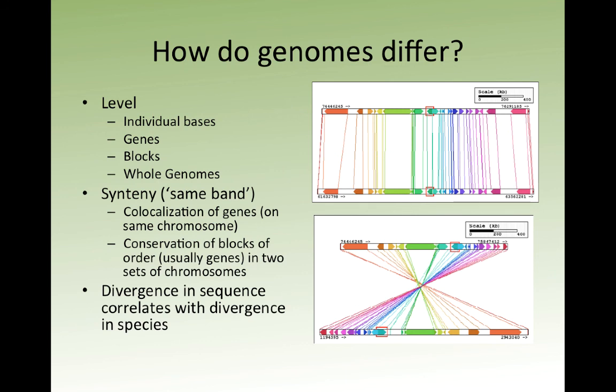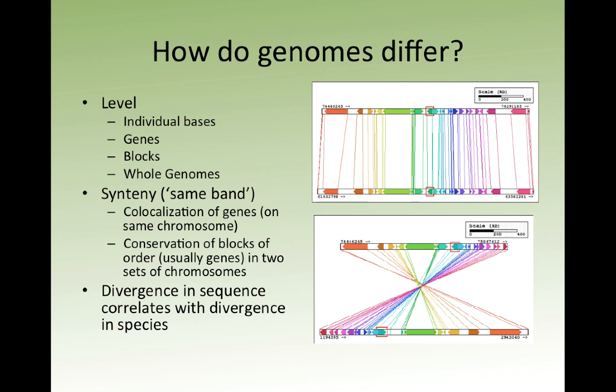Again, what we're looking for in these cases where we're identifying these syntenic regions in these genomes, overall we're looking to see where divergences in sequence correlate with divergences in species. So these are these genomic differences that we're observing at these different levels. We look to associate those with differences that we see in species.